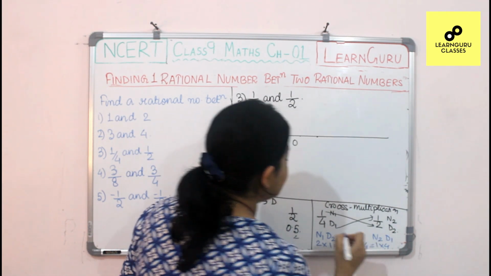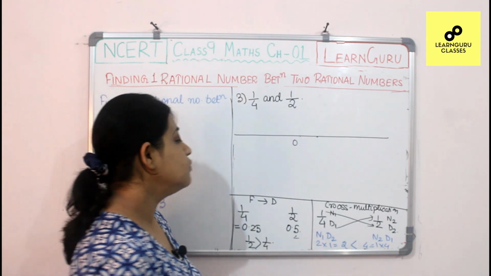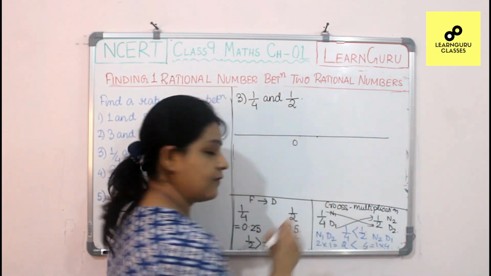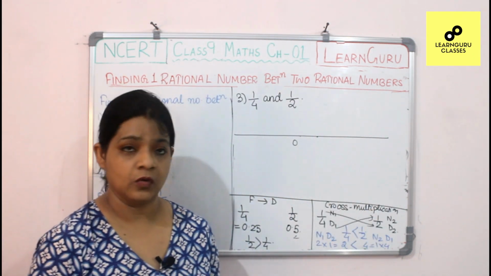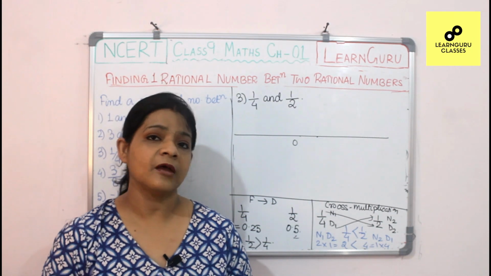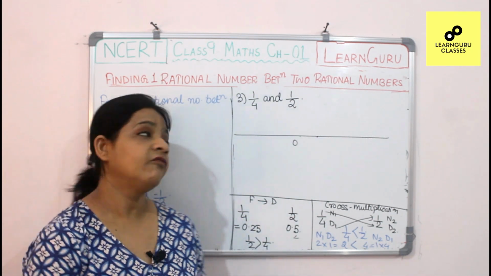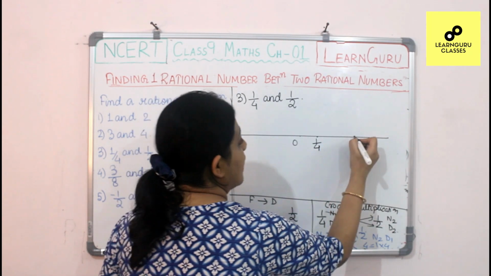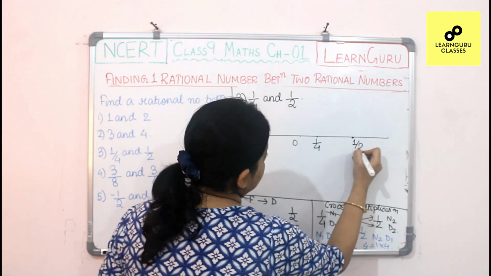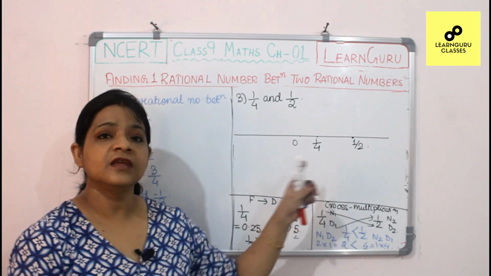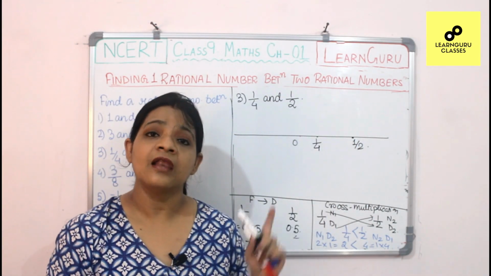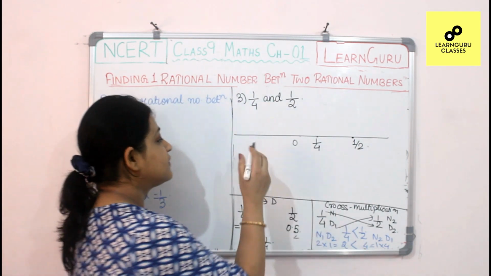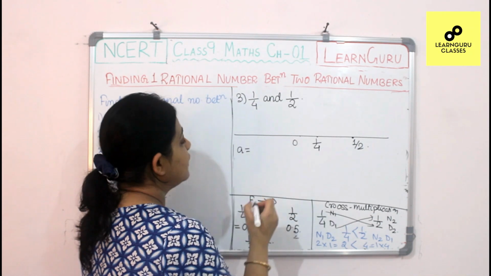So obviously 2 is less than 4. So what can you say? 1 by 4 is less than half, isn't it? Or 1 by 2. So where will you place 1 by 4 and 1 by 2? 1 by 4, you will be placing it next to 0, and 1 by 2 you will be placing to the right of 1 by 4, since 1 by 2 is a larger number compared to 1 by 4.